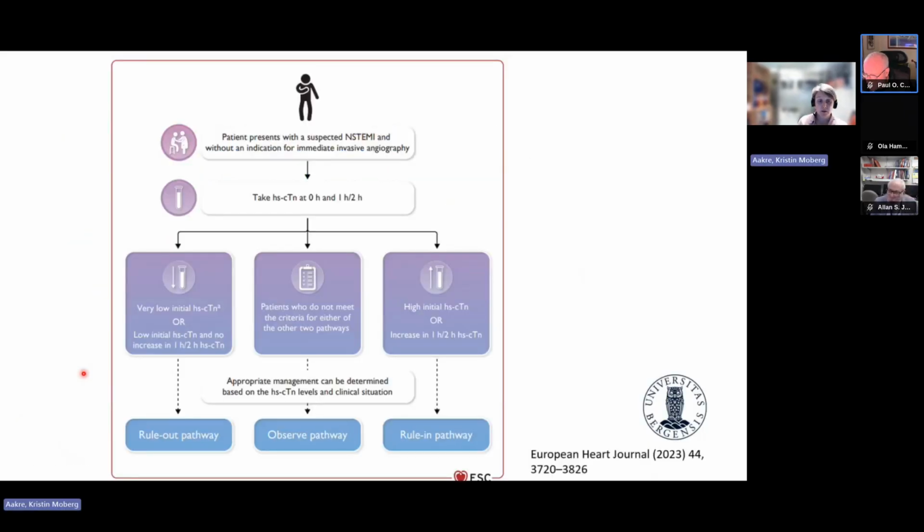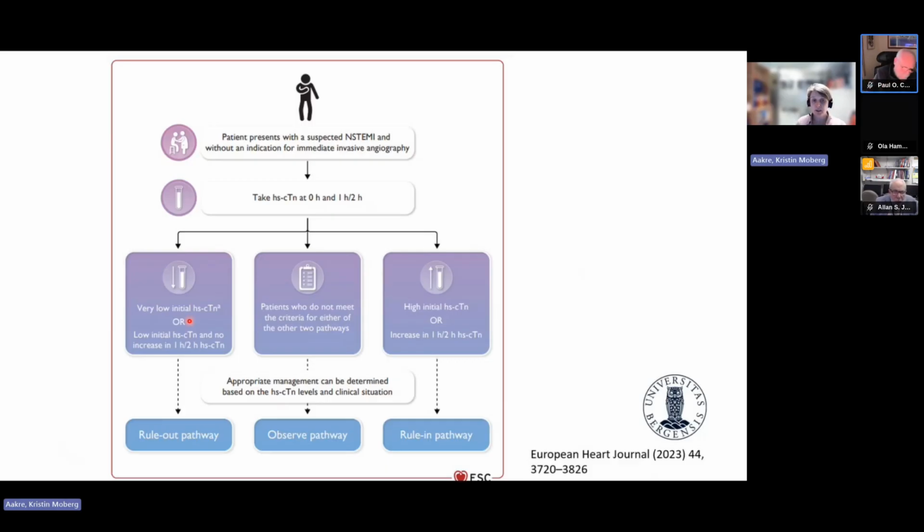And here is an example from the European Society of Cardiology. This is what they recommend. This is a typical outline of an accelerated diagnostic protocol. And what happens here is that the patient presents with possible NSTEMI. You take a troponin at 0 hours and at either 1 or 2 hours afterwards. And together with the clinical assessment and the ECG, you do a risk stratification. And then if the troponin at admission is very low, that would be around the LOD.